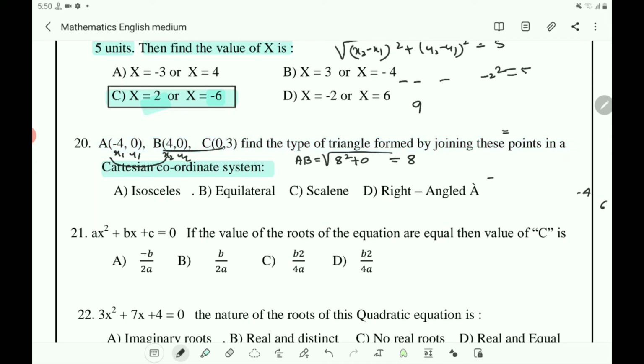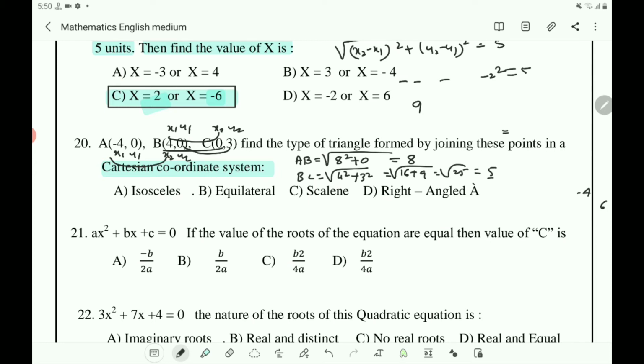Again you take BC, that is x1, y1, x2, y2. x2 minus x1 is 0 minus 4, whole squared, so 4 squared, and 3 minus 0, 3 squared. Then you would get 16 plus 9, which equals 25, so 5.